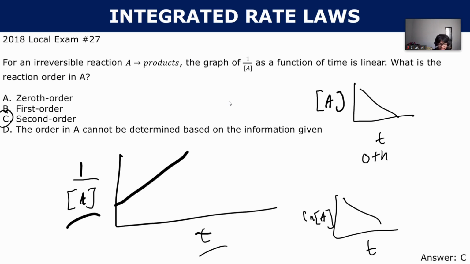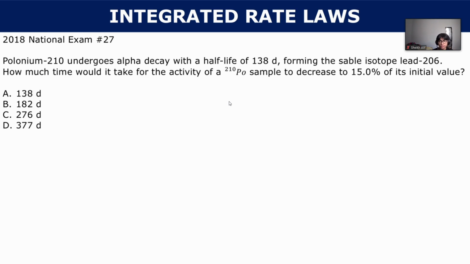I'm going to do a bit of practice, kind of algebraically. So polonium-210 undergoes alpha decay with a half-life of 138 days, forming the stable isotope lead-206. How much time would it take for the activity of a polonium-210 sample to decrease to 15% of its initial value? The thing you need to know about radioactive decay is that it's always going to be a first order reaction. And so remember, our equation for first order is going to be natural log of A equals minus kt plus the natural log of A0. And from here, we can do a couple things.